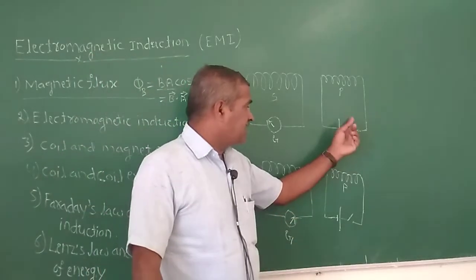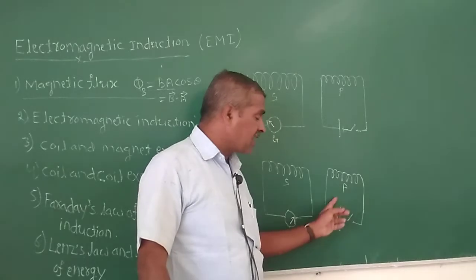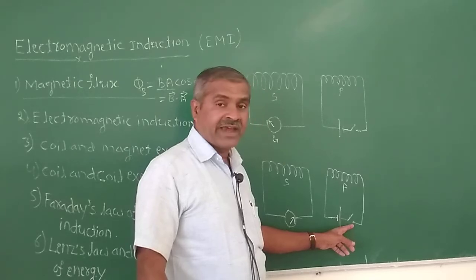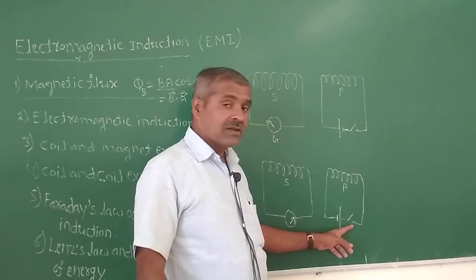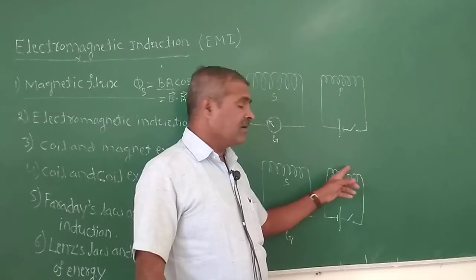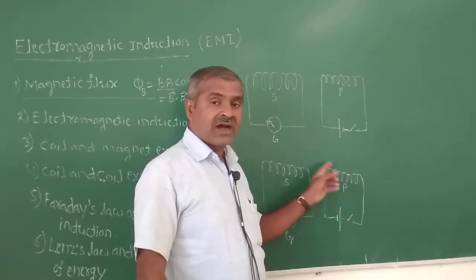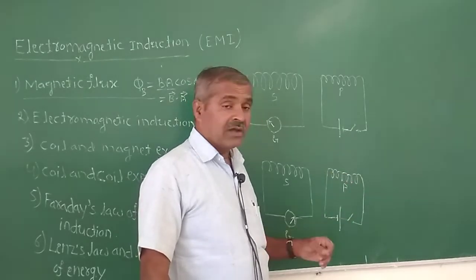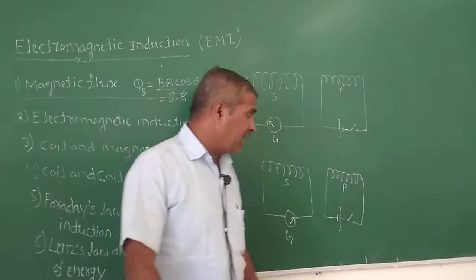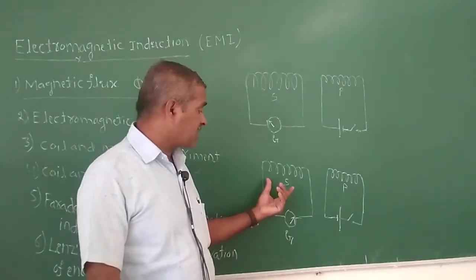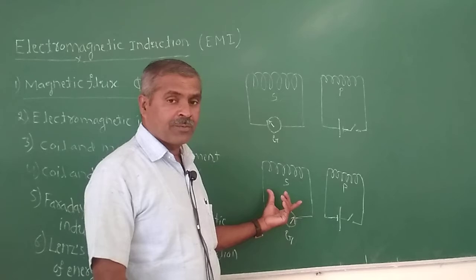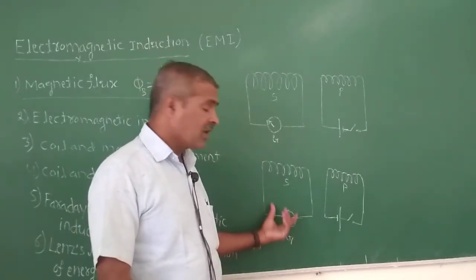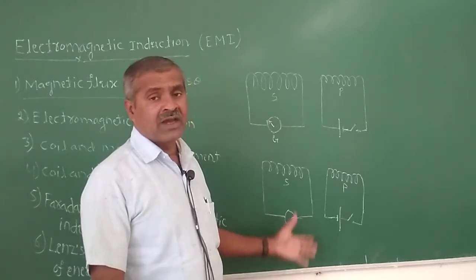And this battery is reversible. Here also the battery is reversible. Then when the tapping key is pressed, current goes to the primary coil. Then what happens? The magnetic flux linked with the secondary coil changes. Therefore, an EMF is induced in the secondary coil, and the galvanometer shows a deflection.